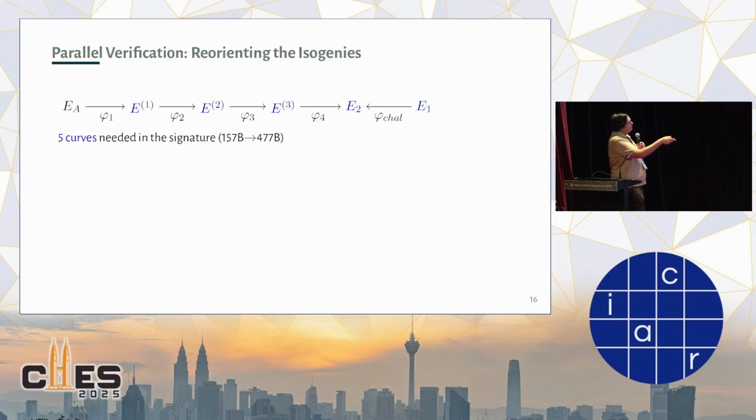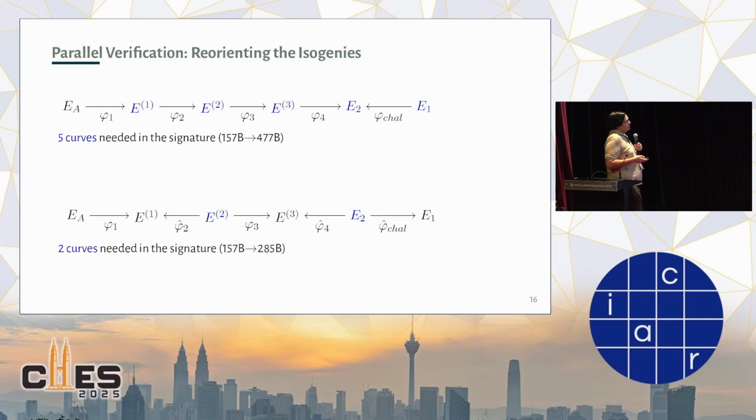So here I have kind of linearized the triangle that I have just showed you. And the curves in blue are the ones that you would have to put in the signature in the naive way. So this would require having 5 curves in the signature. And that pretty much triples your signature size. So it's not very desirable.